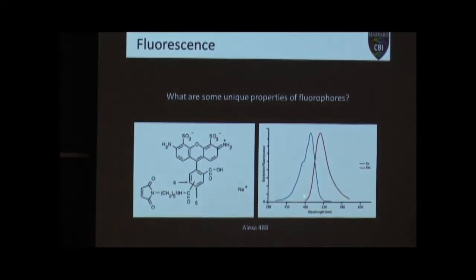Okay, so each one has this characteristic absorption spectra, which you can see by the blue line here, and a characteristic emission spectra, which is the red line. Is there anything else that's unique about a fluorescent dye?